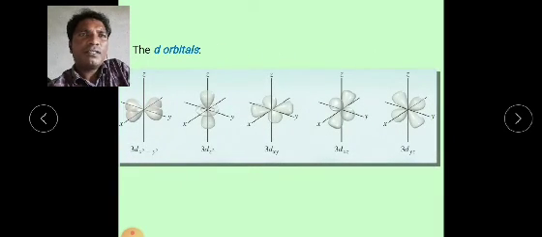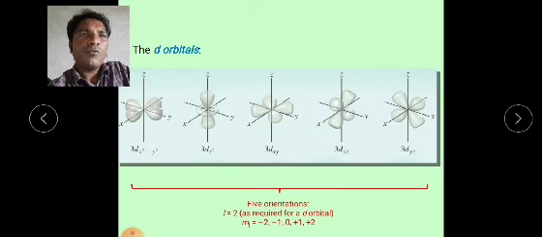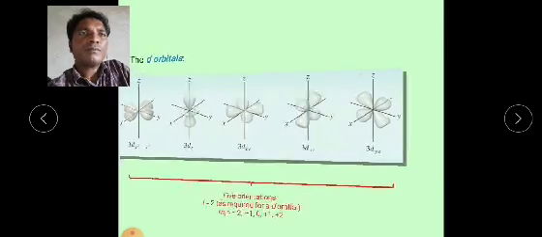See, this is the d orbital. The d orbital has five possible orientations. That's why the d orbital can be classified into five orbitals. First is dx square minus y square, second is dz square, third is dxy, fourth is dxz, and last is dyz. So the possible orientations are -2, -1, 0, +1 and +2.